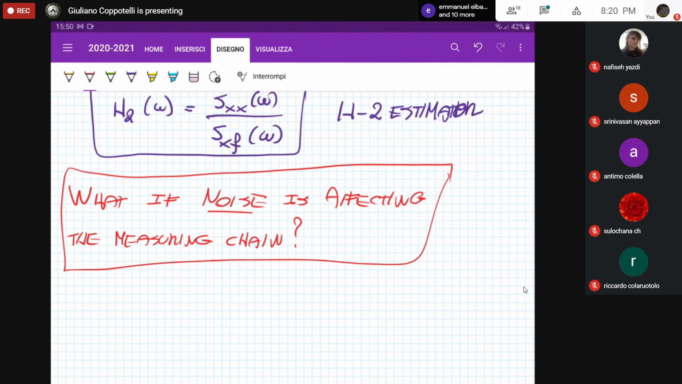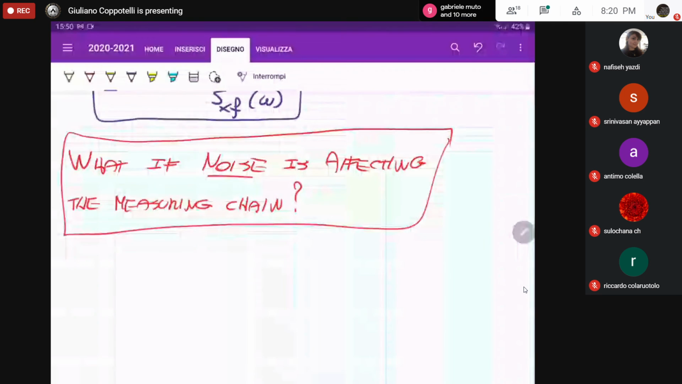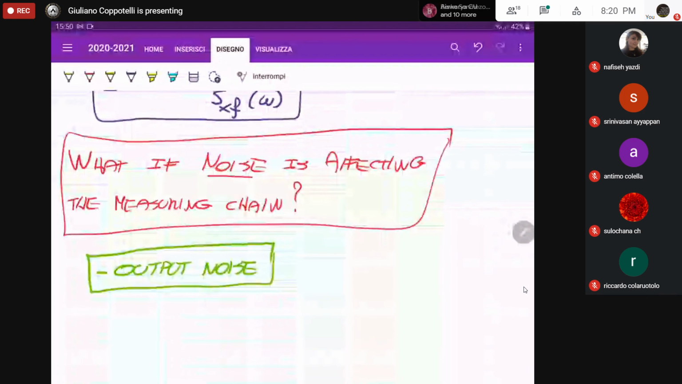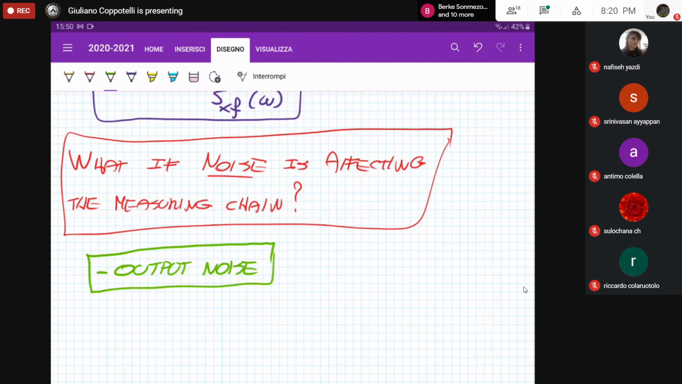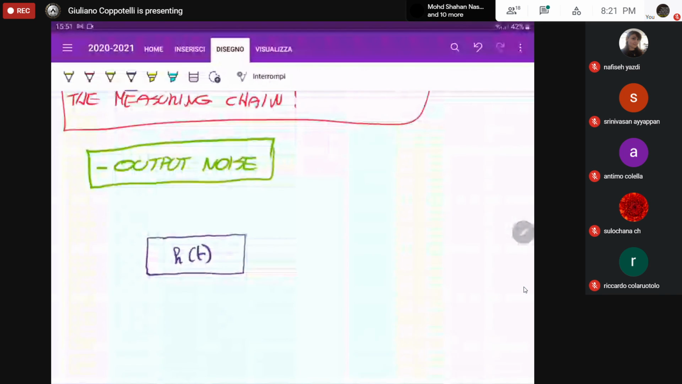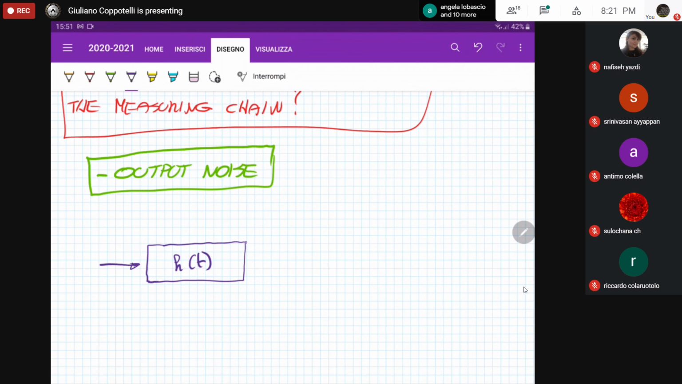So let's consider if we are having the output noise. So first case, output noise. What does it mean? It means that we have noise, and the noise is most important at the output stage compared with the noise that is affecting the input. So our scheme is a little bit modified with this. We have the same box that is representing your system, characterized by your impulse response function or frequency response function. Then we have the input excitation, and we have the output response like this.